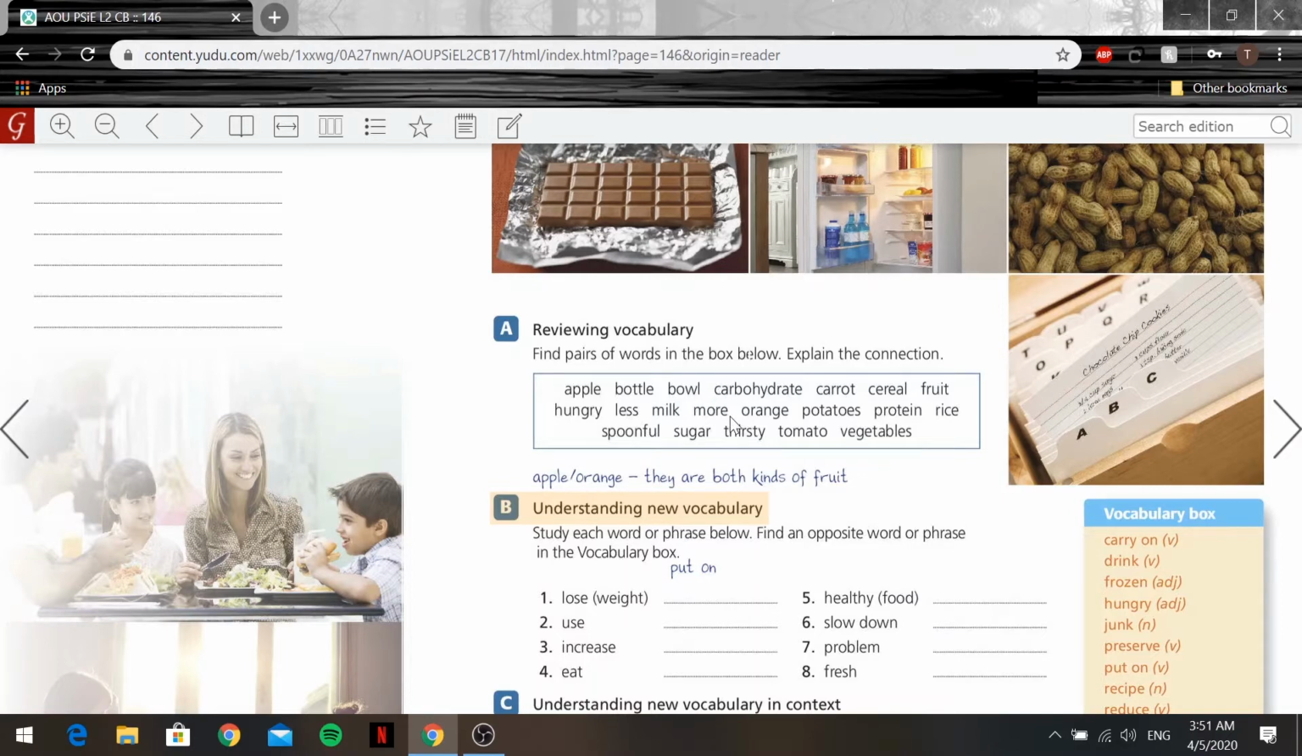What else do we have? We have spoonful and, oh, we do have sugar right here, so spoonful and sugar. We'll say that you put spoonfuls of sugar in tea or coffee or other hot beverages. Here we also have potatoes and rice. We'll say they are both carbohydrates, right? The kind of nutrient that was in the beginning with protein. Then we have more and less. We'll say that the connection here is that they are both opposites, right? More is more and less is obviously less.